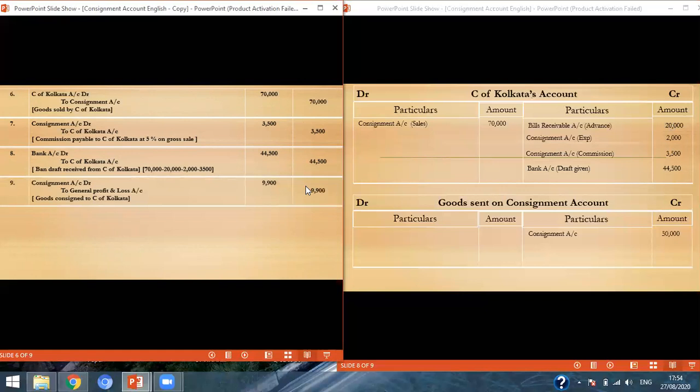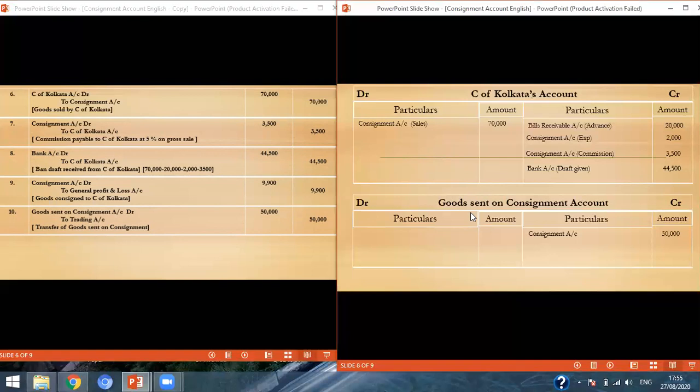Then consignment account debit to general profit and loss. This entry doesn't affect these two accounts. Then the last entry was goods sent on consignment account, that is debited, and to trading account. So here the goods sent on consignment account will be closed. First we'll close C of Kolkata's account because there is no entry remaining. Then we'll close the goods sent on consignment account. The amount is 50,000, and the remaining amount will be transferred to the trading account.